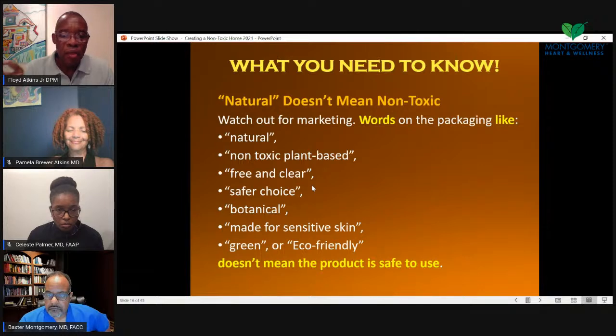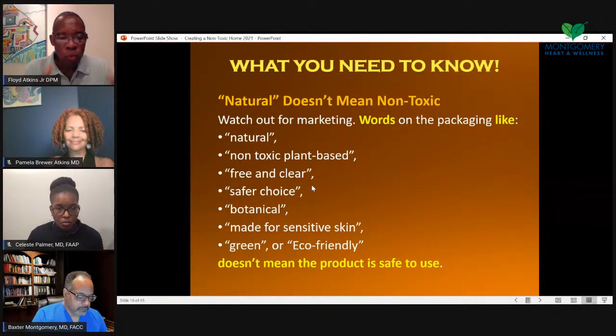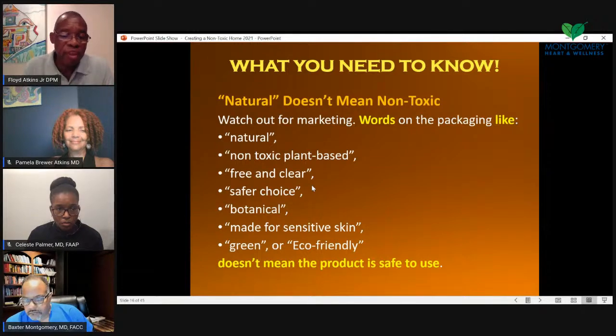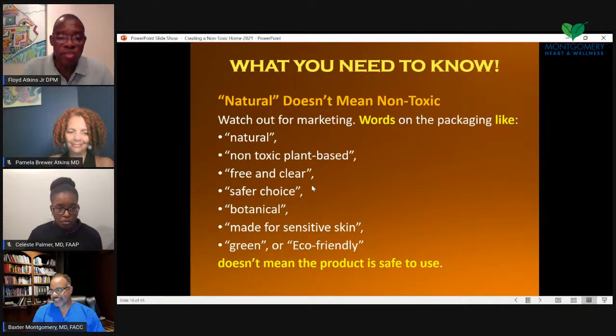Non-toxic, plant-based. Just because it says non-toxic and plant-based, you have to be aware of every other chemical, byproduct, additive, artificial color, artificial flavor that may also be in that product. When you see something that says free and clear, well, water is free and water is clear, but it could have toxic chemicals in it that take away from your body. A safer choice. And if it's a safer choice, what was it before? Safer than what is my question.